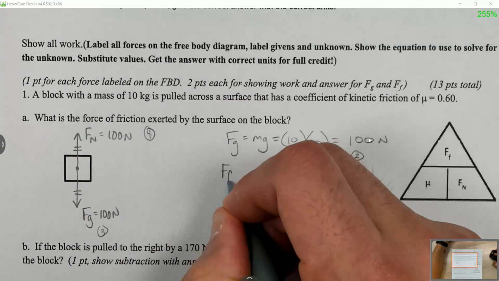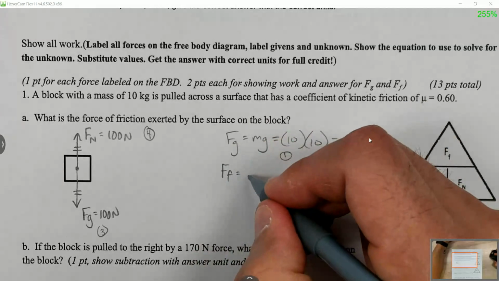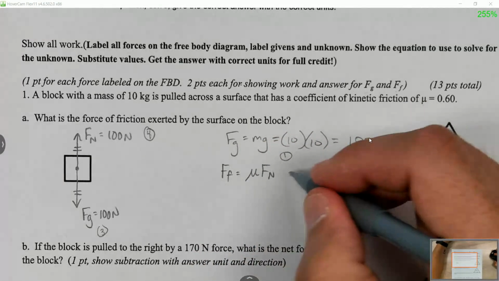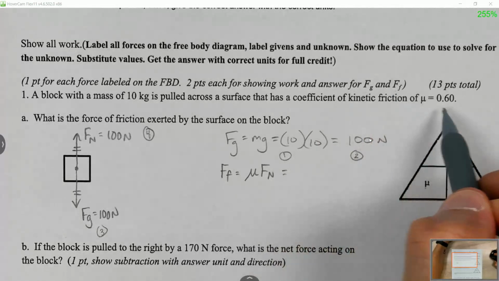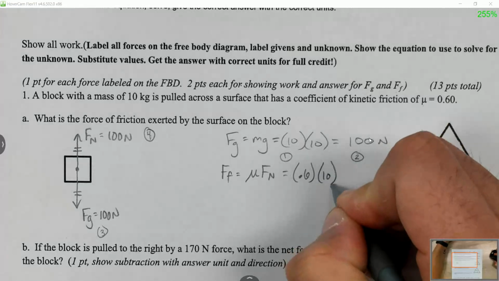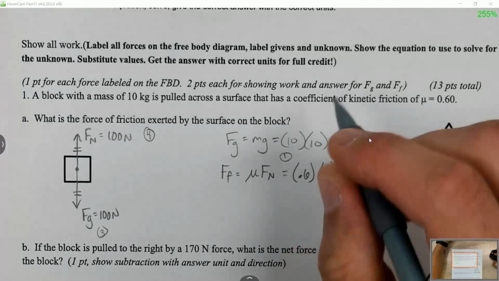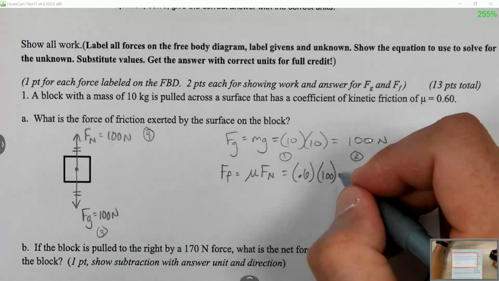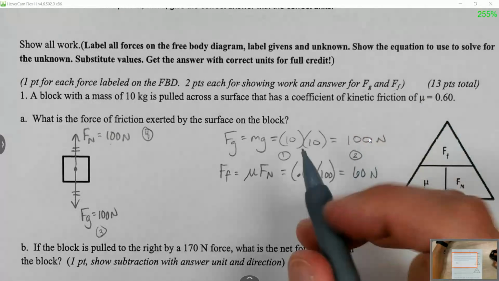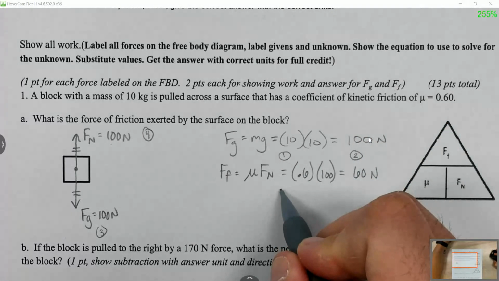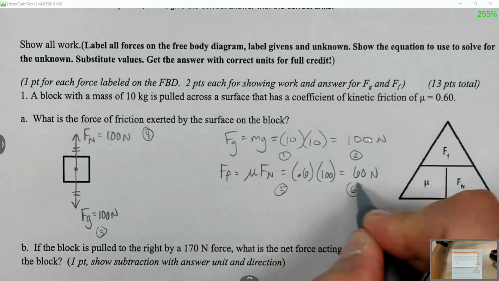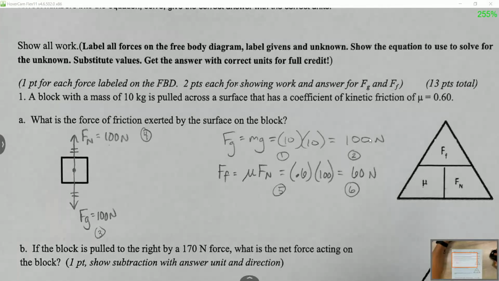So the frictional force is the coefficient of friction times the normal force. The coefficient of friction was 0.6 times 100 as our normal force, and you're going to get a value here of 60 newtons. So that is worth an additional 2 points. This was 0.4, so this is 0.5, this is 0.6, and we want to draw this in.